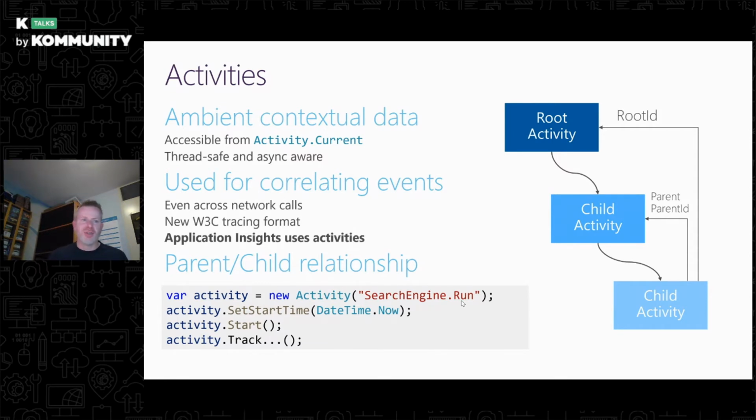And the activities have this ambient contextual data with Activity.Current, and wherever you ask for Activity.Current, it will give you the same activity or a new one, but related to the parent. And that's why everything is coming together. It uses the W3C tracing format. So this even works across network calls to the other side. The other side needs to be aware of this and pick this up, but that's something where Application Insights can help you, or other monitor tooling that look at the W3C tracing.